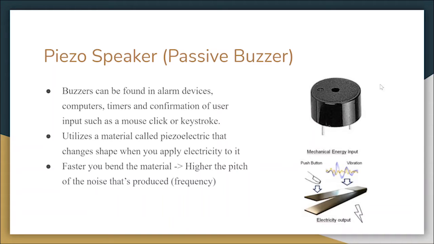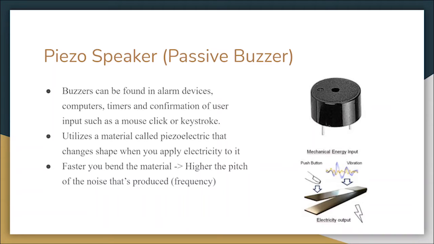A passive buzzer looks like this. It has a little plus sign which indicates the positive lead of the passive buzzer. So this is the item that we'll be using mainly for this project. Buzzers can be found in alarm devices, computers, timers, and confirmation of user input such as a mouse click or keystroke. So in everyday electronic items, there are a lot of uses for buzzers.